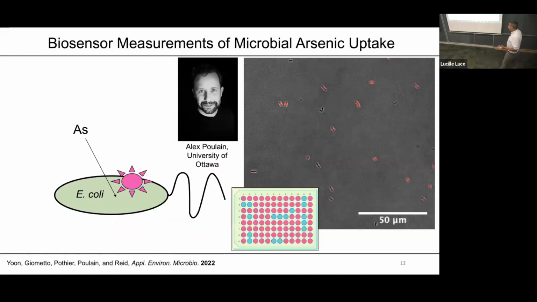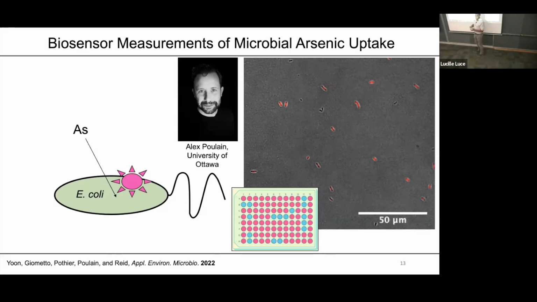One of the tools that we've used is an arsenic biosensor. An arsenic biosensor is engineered E. coli that produces fluorescent proteins when arsenic is taken up into cells. This is a fluorescence microscope image of these biosensor cells. You can see these cells lighting up in red. That's because they're expressing these fluorescent proteins because they have arsenic taken up inside the cell.